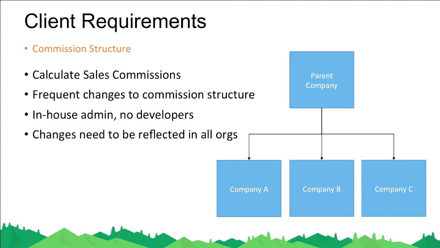So they're constantly changing, which means, you know, right off the bat, you should think, okay, I don't want to hard code any of that business logic in, because I don't want to have to go in and create a new change set and push things every time I want to make a change. Company A, company B, company C have no in-house developers, but they do have admins. So they have admins that can help maintain it. And the changes that you make to the commission structure, once again, they need to be reflected in all three of these different orgs, right? So what do you choose in this particular use case?